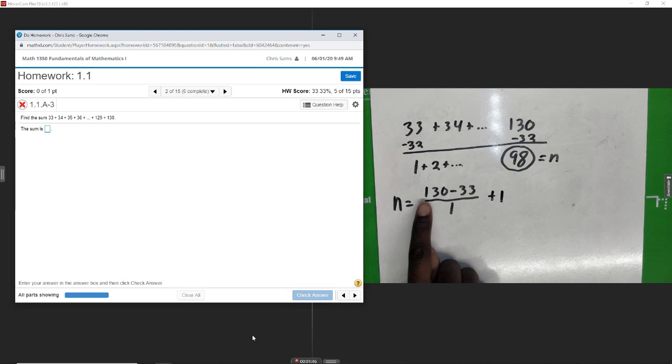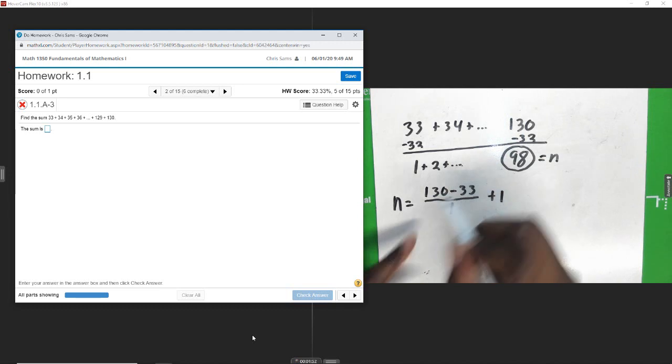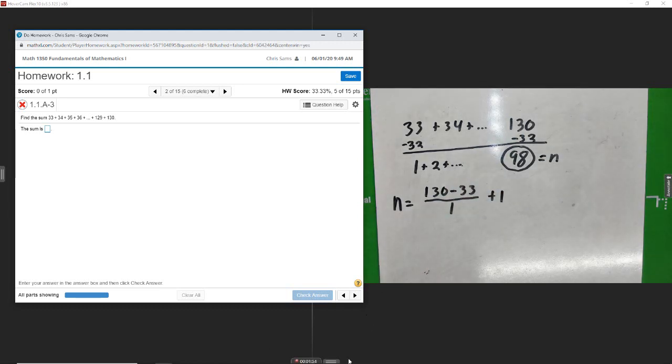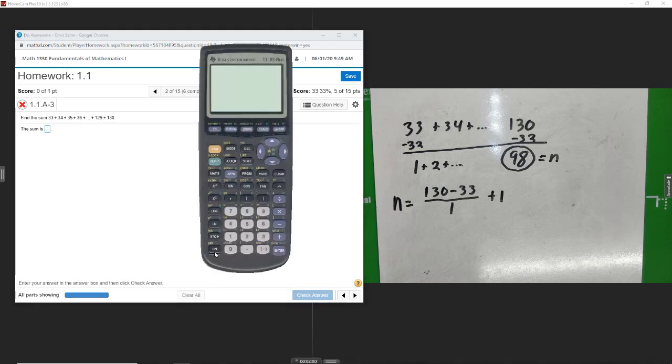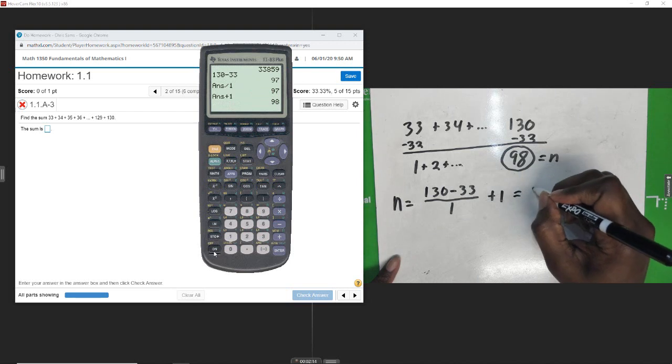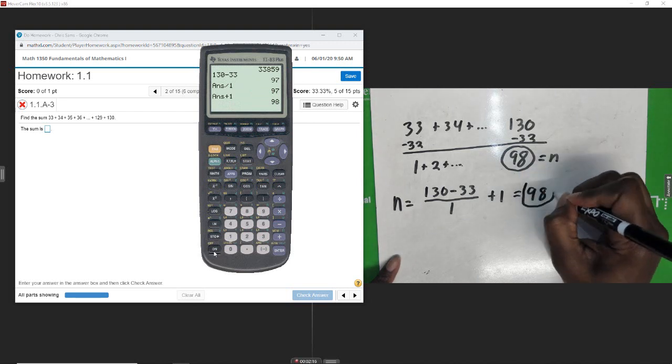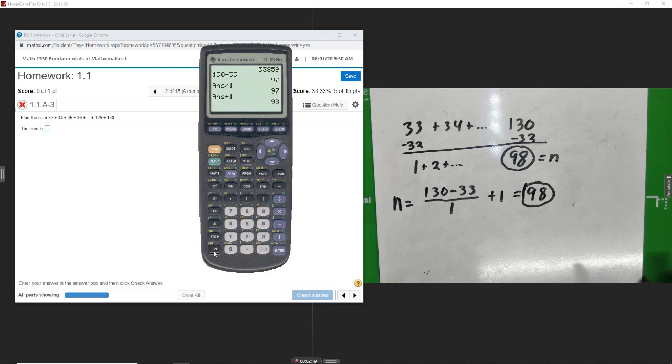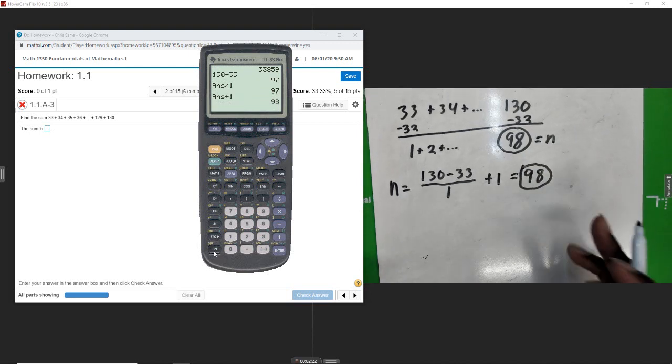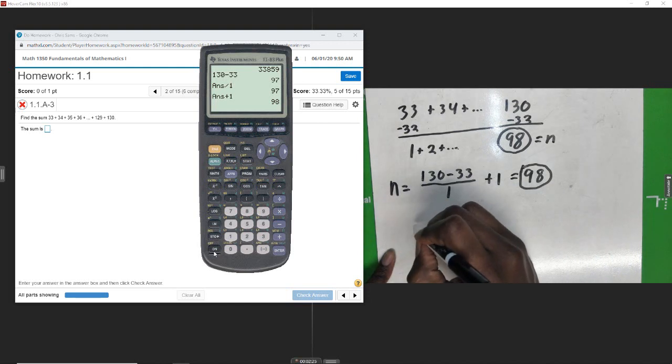So if I do 130 minus 33 and divide by 1, we should get 97. I'll just compute it for you. So 130 minus 33, we get 97. We divide it by 1. It stays the same as 97. We add 1, and we get 98. So we still get 98 either way. But you need to be able to figure out how many terms quickly so you can just apply the formula. So now that we have n, we can do this formula.